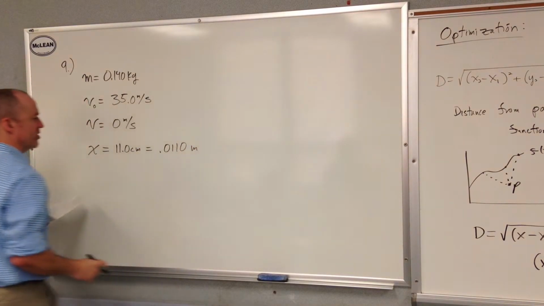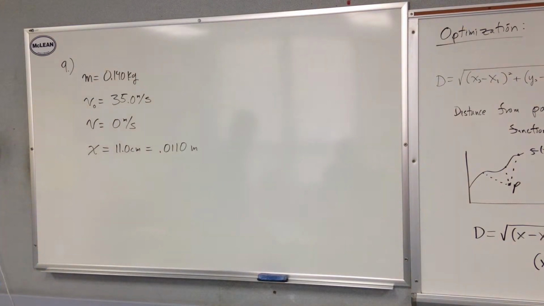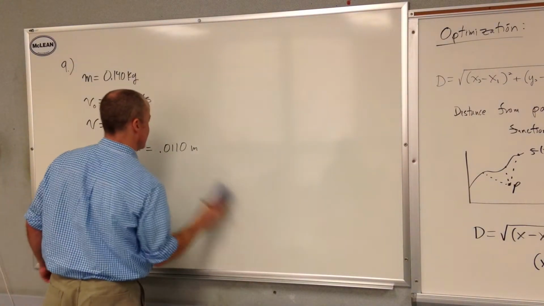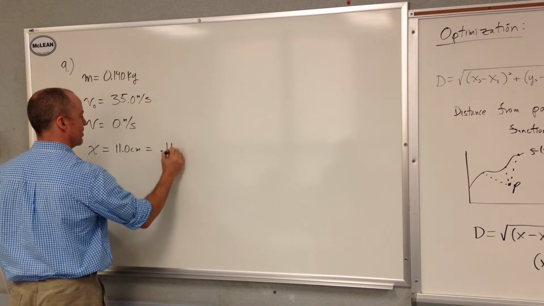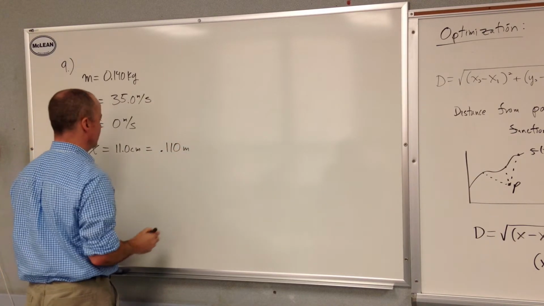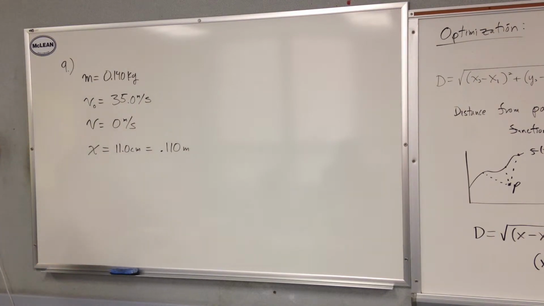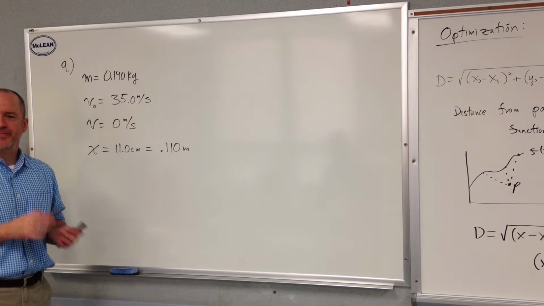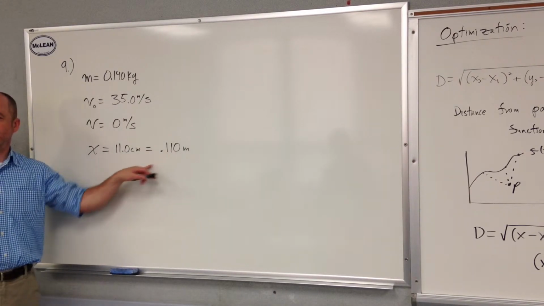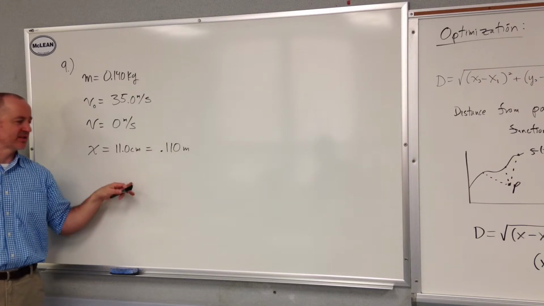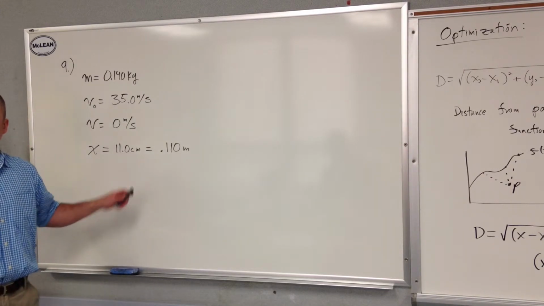Which is 0.0110 meters, correct? No, centimeters are only 100. I only need 2 decimal jumps. So that's 0.110 meters. Is that the correct given information? Did I convert that correctly? Yes. Silence implies consent.